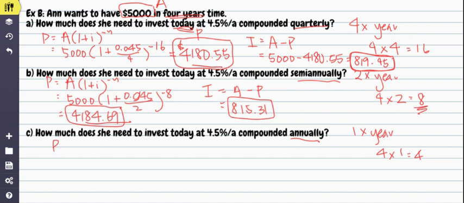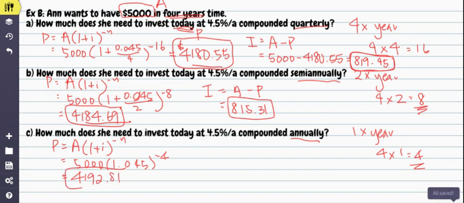So let's try it. P equals A times 1 plus i to the negative n. Again, just writing our formula out and showing the substitution. 1.045, because I'm just dividing by 1, to the negative 4. I already found my compounding period here. And this amount ends up being $4,192.81. So even more money than before. So to get to $5,000, if you're compounding less frequently, you need to put in more money. Makes sense? Because you're earning less interest. So less frequent, less interest.